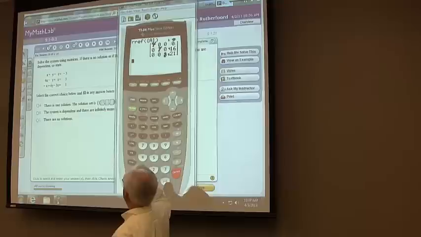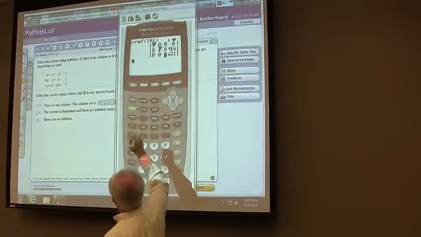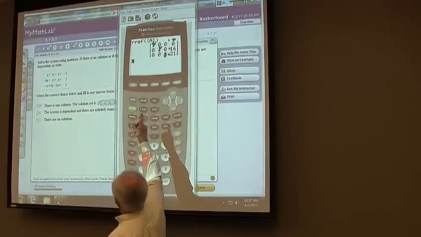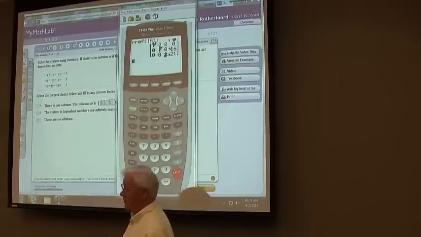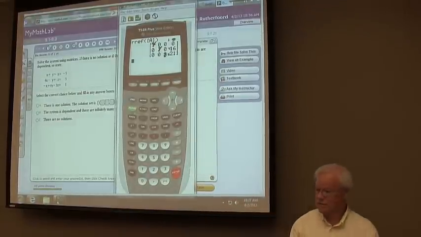The second row reads no x, 1y, no z's equals 16. So y equals 16. The third row says no x's, no y's, 1z equals 21. So z equals 21. So there's your answer to the simultaneous equations.